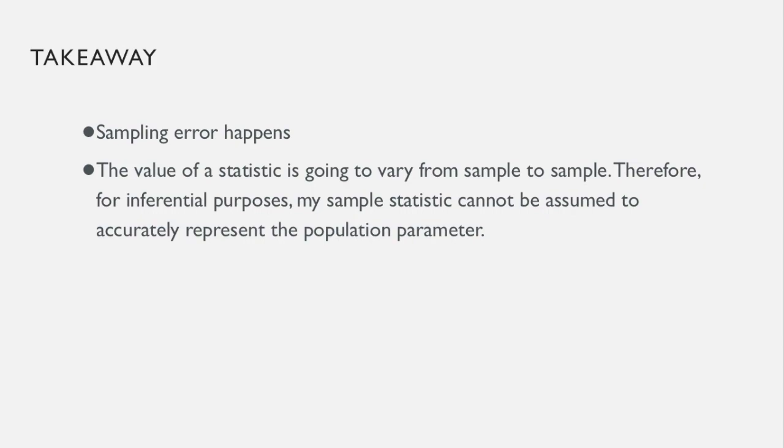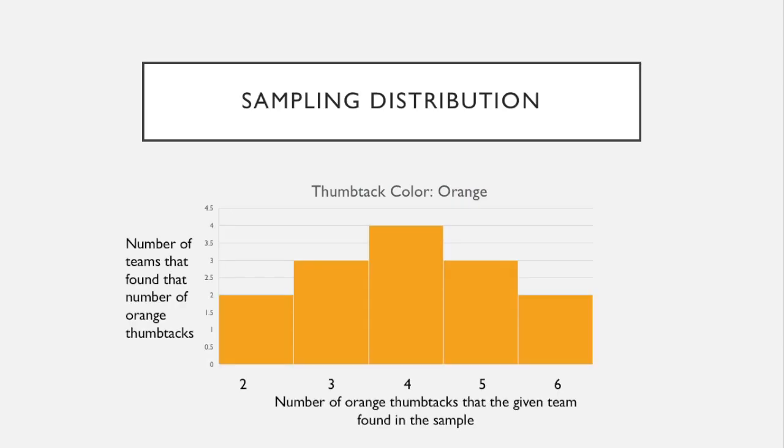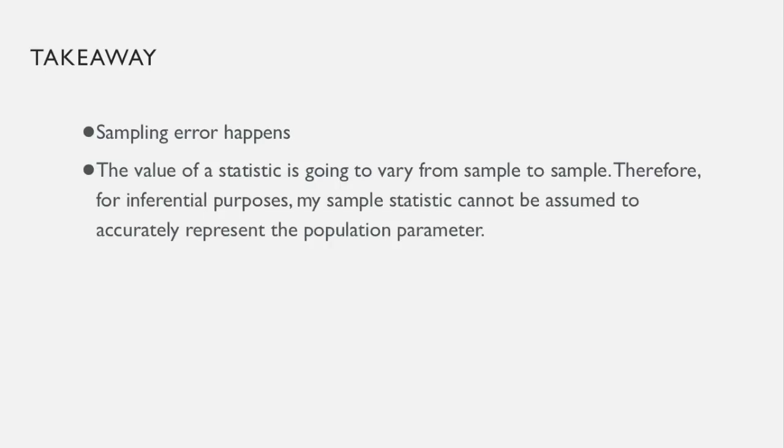So even though our statistic, let's take team 1, they found 2 orange thumbtacks. But the last team, they found 6 orange thumbtacks. So who's right and who's wrong? And maybe they're both wrong. We can't always assume that our statistic accurately represents the population parameter, because when we take different samples, we come up with different results.